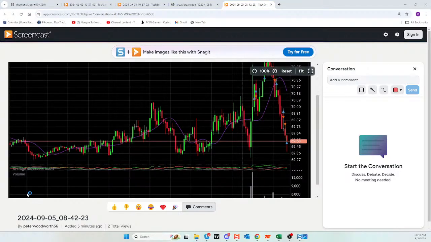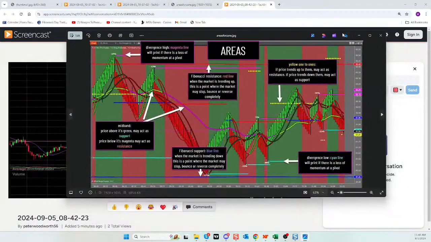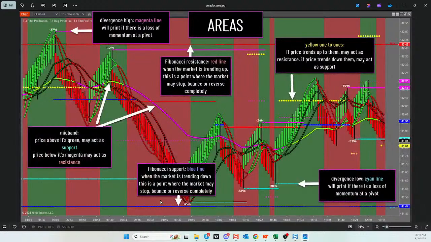Sorry, I thought there might be more information on there. Let's go through it, Parker. Same picture I just put in there. So what are the dotted yellow?